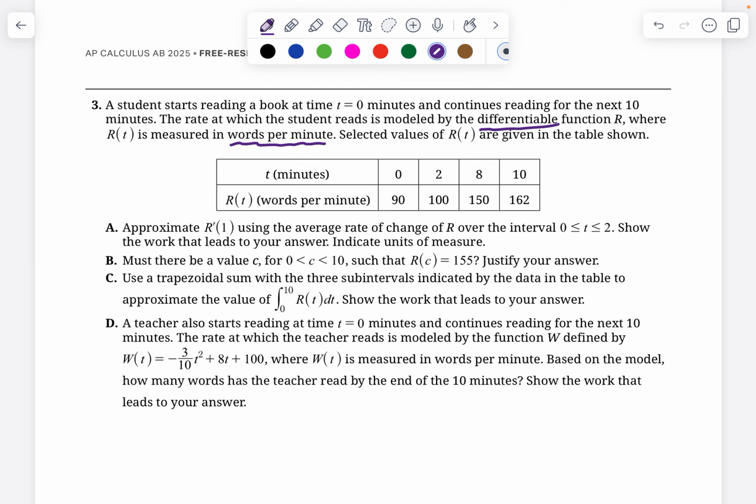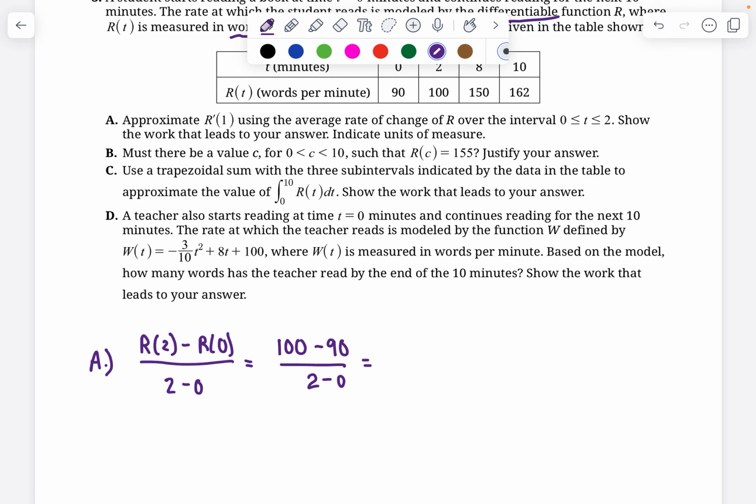So that just means we're going to need to find r of 2 minus r of 0 all over 2 minus 0. So you want to make sure that you write that out, or you could have jumped straight to 100 minus 90 over 2 minus 0. That would have been fine. Just to show again that you understand that the average rate of change is just that change in y over change in x, which would then just be 10 over 2, which you could leave as that, but I would probably go ahead in this case and say 5.